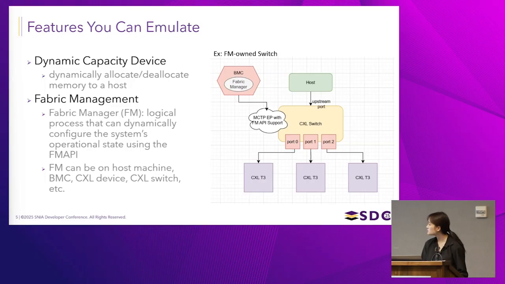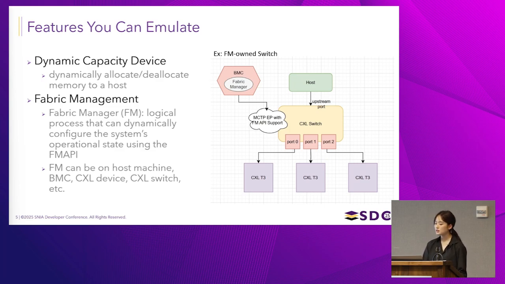So this diagram shows a simple topology with a CXL switch that has 3 downstream ports, each with a device attached. And T3 stands for type 3, which refers to CXL type 3 devices, and those are the memory expander types. So we have 3 CXL devices with memory resources attached to the switch. And we also have on the side over there a BMC, or baseboard management controller, which is a specialized controller that allows you to remotely monitor and manage your server components.